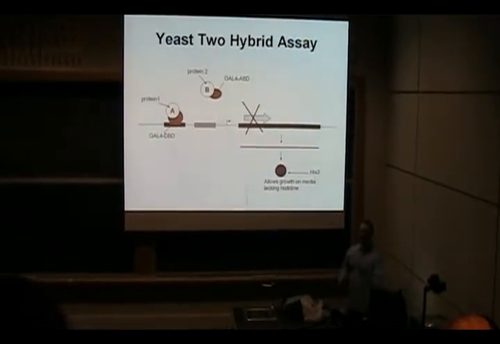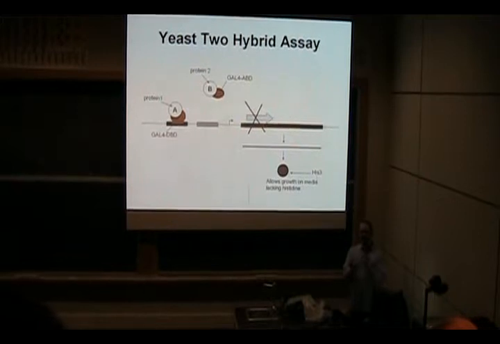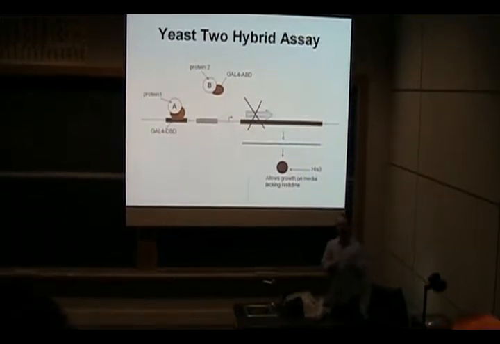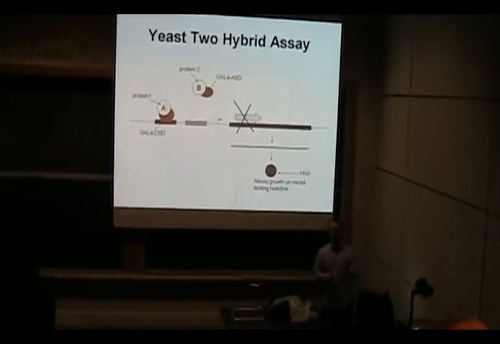Right? So if you were to make this type of construct and you had two proteins which you thought might interact, then this would tell you if they do or not. Right?